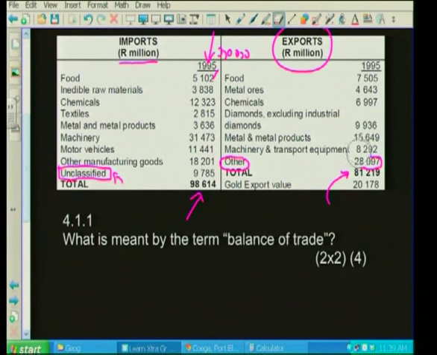Right. Can you see that in 1995, we imported more than what we exported? We imported 98,614 million rand worth of goods, things, etc. And that same year, we only exported 81,219 million rands worth of all of those things that are listed over there. Just important clarification: gold export value that year was 20,178 million rands worth of that, right?